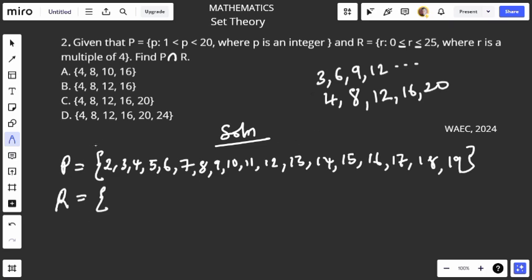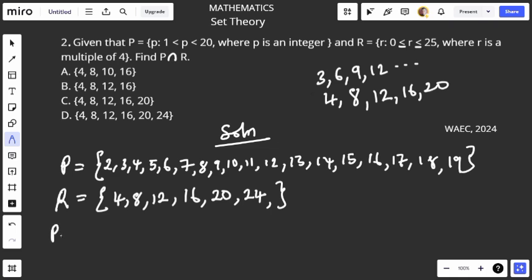So when they say multiple of 4, R must be a multiple of 4. Between the numbers 0 to 25, let's list out the multiples of 4. 1 is not, 2 is not, 3 is not. 4 is a multiple of itself. 5 is not, 6 is not, 7 is not. Then 8, 12, 16. The next multiple of 4 is 20, and the next is 24. The next is 28, but they said less than or equal to 25. So we stop at 24. These are the elements of R.